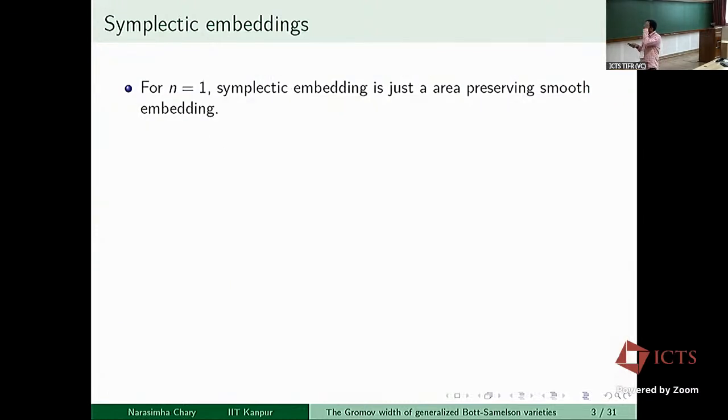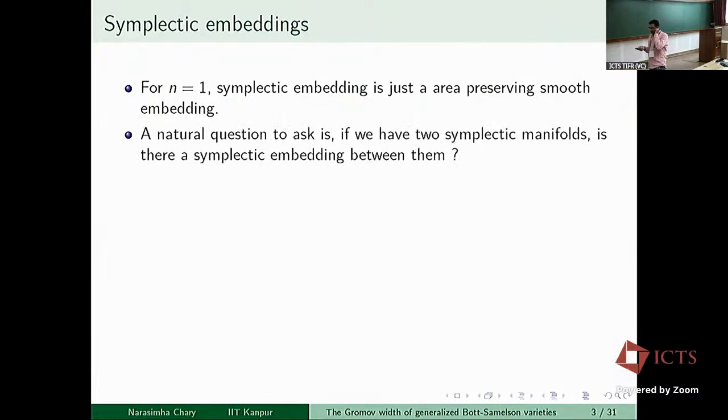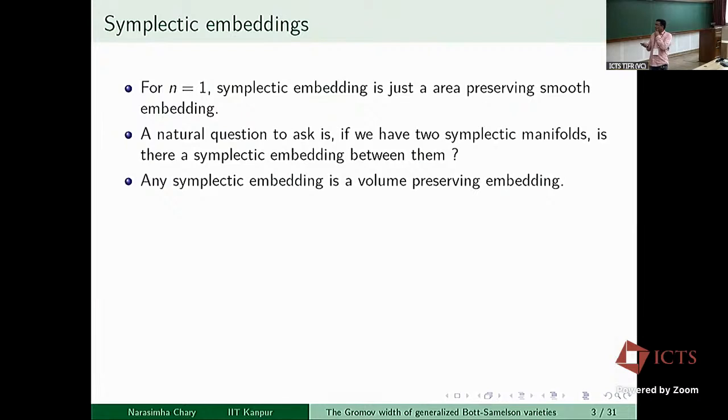If you take n equal to 1, that means you are in R^2, and symplectic embeddings are just the volume preserving embeddings. So you can ask natural questions: if you have two symplectic manifolds, is there a nice embedding? How do you compare them in some sense? Symplectic embeddings are volume preserving ones, because the symplectic form is a two-form. If you take the nth power of it, you get a volume form. Since the pullback of the symplectic form is the symplectic form, you get a volume preserving map.